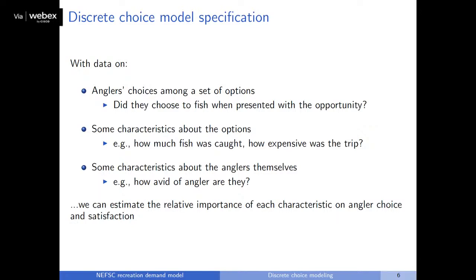So bringing it back now to a recreational fishing context, in order to estimate these type of models, we need a couple pieces of information. So first we need data on anglers' choices among a set of options. Did they choose to fish when presented with the opportunity to do so? We also need some characteristics about the options. So for example, how much fish was caught or how expensive was the trip? And perhaps we have some characteristics about the anglers themselves. So for example, how avid of an angler are they? If we have these pieces of information, we can then estimate the relative importance of each characteristic on anglers' choice and satisfaction.